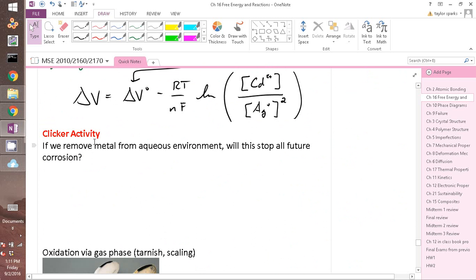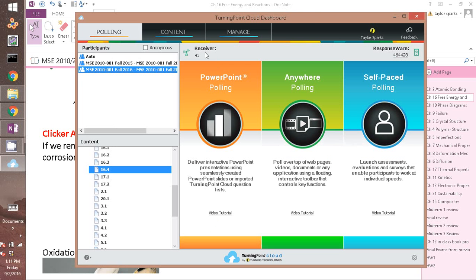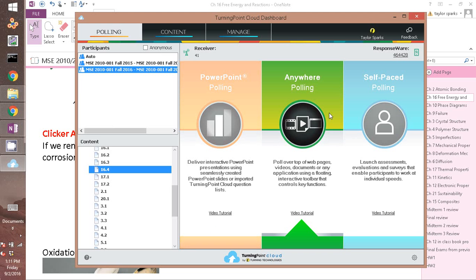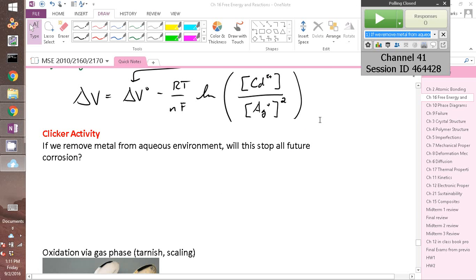So first let's do a clicker. Let me fire up the clicker thing. The receiver number is the same, 41, but the session ID is different. It changes every time I do it. So the session ID is 464428. And when I click start, it'll still be there, so don't worry. I'm going to hit start to the polling. It'll pull up in just a second. Okay, so there's the channel ID and the session ID. So everybody get logged on.